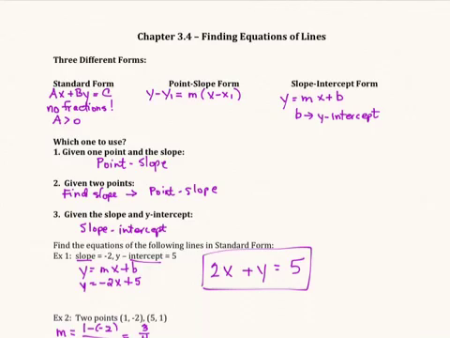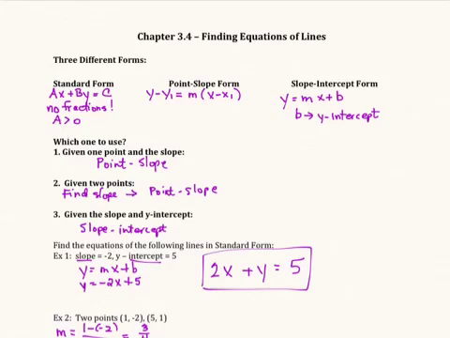Now, we are going to first start with talking about standard form. Standard form comes in ax plus by equals c. Our variables are x and y that will represent the coordinates of the points that this line goes through. A, B, and C are coefficients. Those are numbers, but they're also integers.